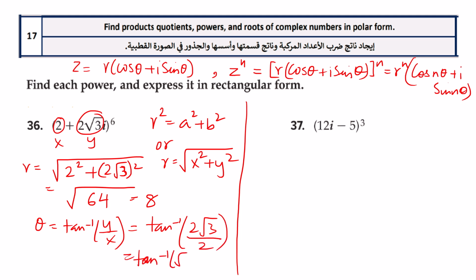Tan inverse of square root 3 will come out to be pi by 3. So we have both the things. We have r, we have theta. Now, due to lack of space, I'll be doing question 37 next slide. Let's continue this question here.